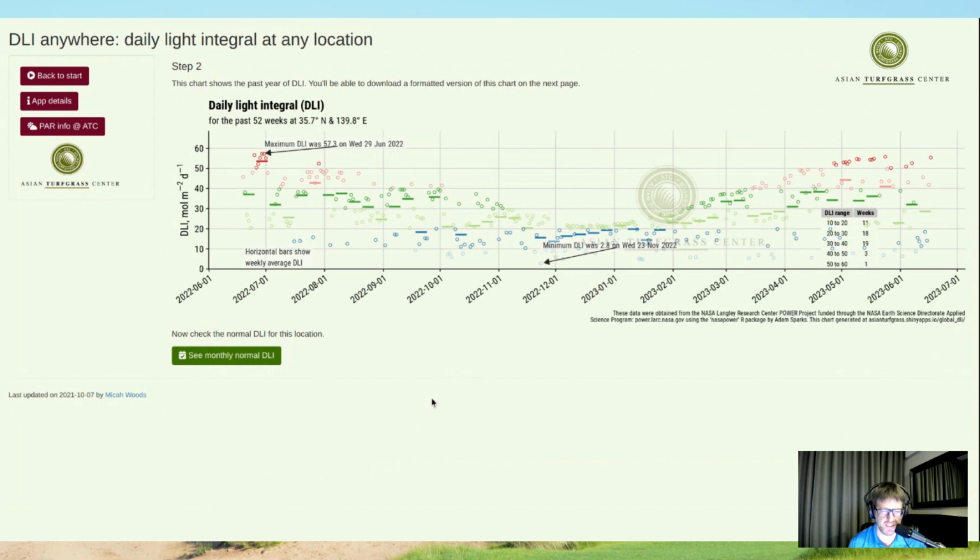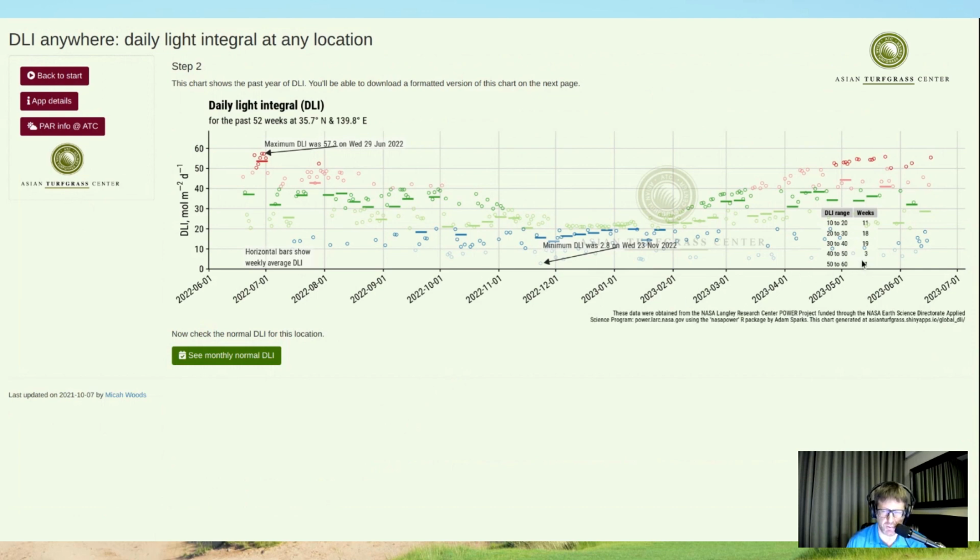But if you're interested in this, this shows the entire past year. So it's showing the maximum DLI by the satellite data at Tokyo was on June 29th of 2022, and that value was 57.3. And it shows the minimum DLI was in November. On Wednesday, the 23rd of November, the minimum DLI was 2.8, which is not very much.